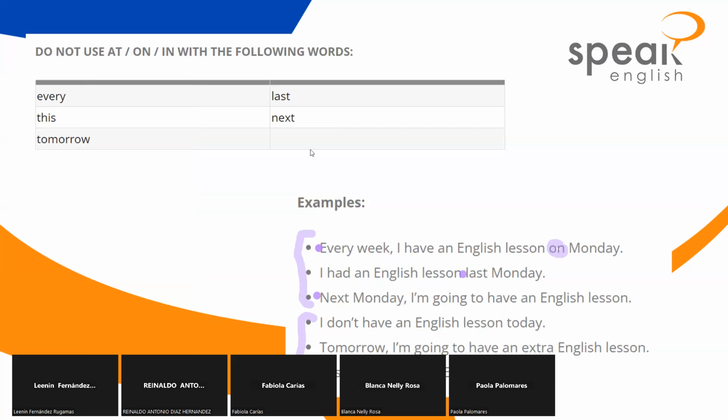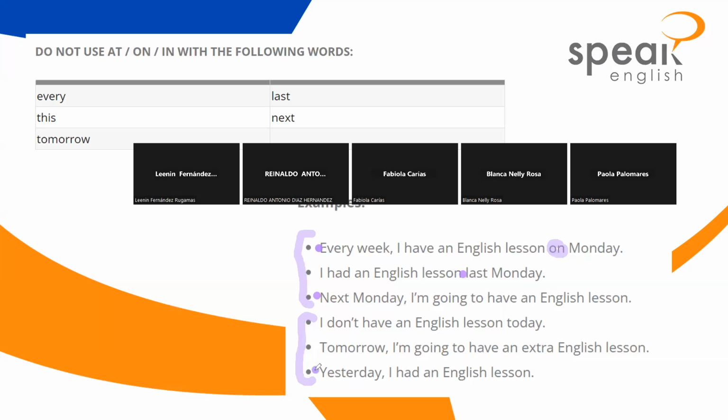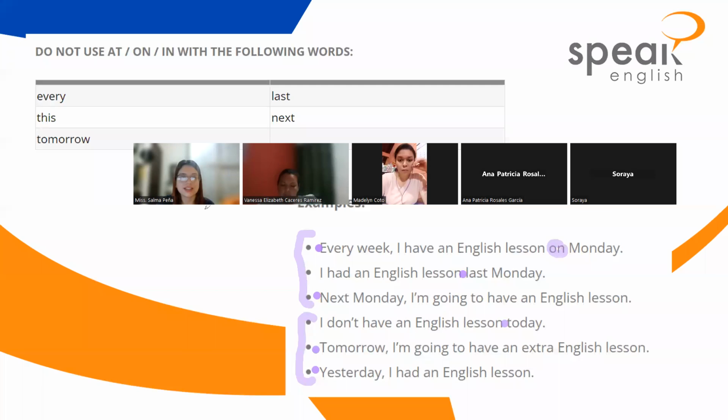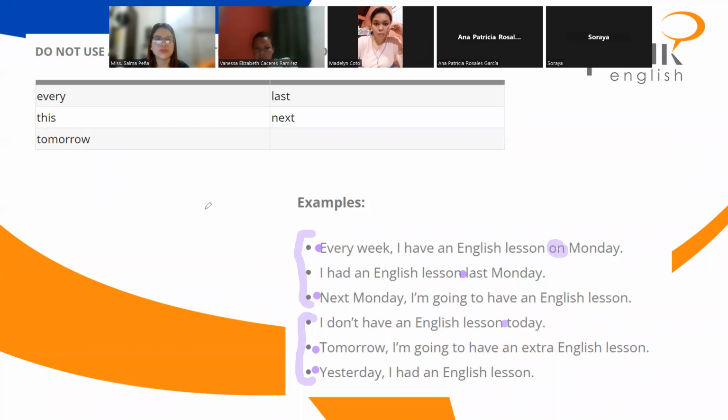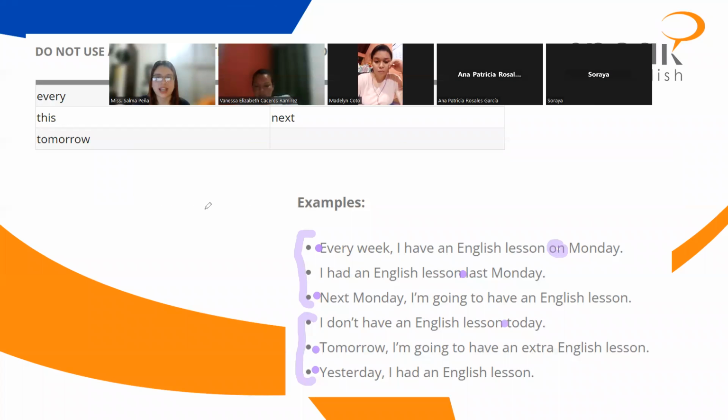That is another one where we cannot use a preposition, yesterday. We cannot say in yesterday, at yesterday, on yesterday. No, we cannot. Tomorrow. On tomorrow, no, never. In tomorrow, at tomorrow, no, you don't need it. Or today, in today, at today, on today, no. We cannot use it like that.